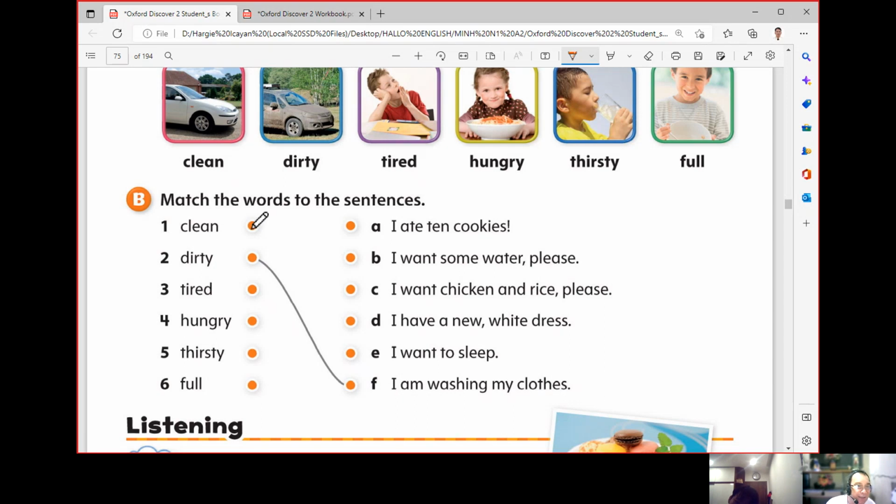What about this? Clean. Is it A, B, C, D, or E? If you're talking about clean, that means I have a new white dress. Very good. Yes, because if you are wearing a new white dress, that represents that you're clean.